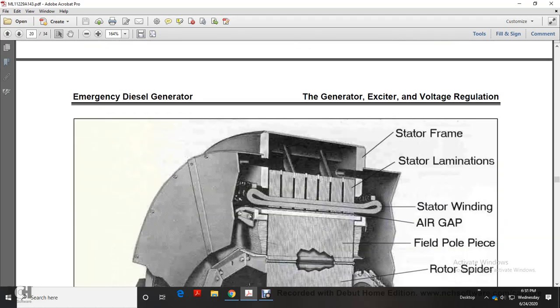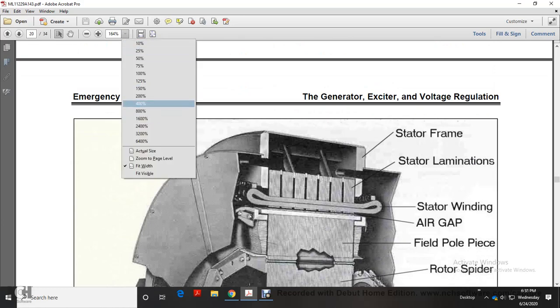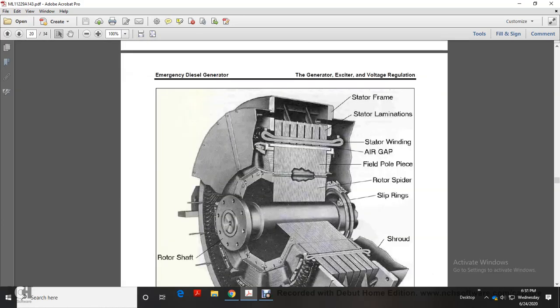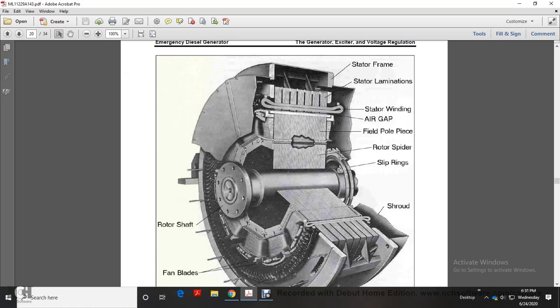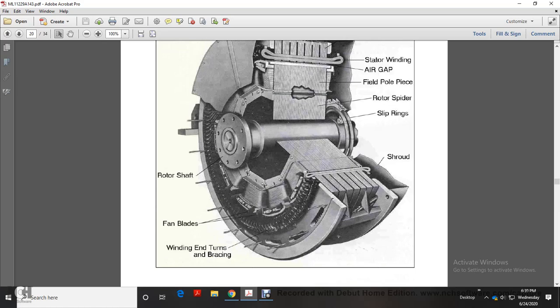Alright, back out of this. This is what I really wanted to look at. You have your stator frame, your stator laminations, your stator winding, your air gap, and then your field pole piece, rotor spider, slip rings, shroud, rotor shaft, fan blades, winding end turns, and bracing.